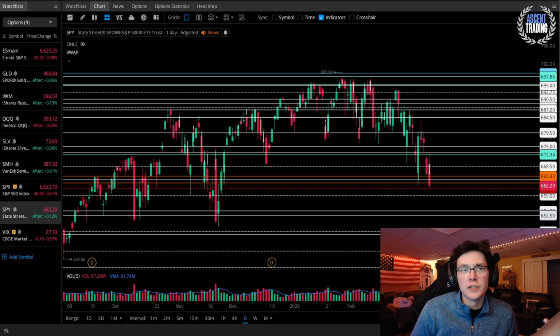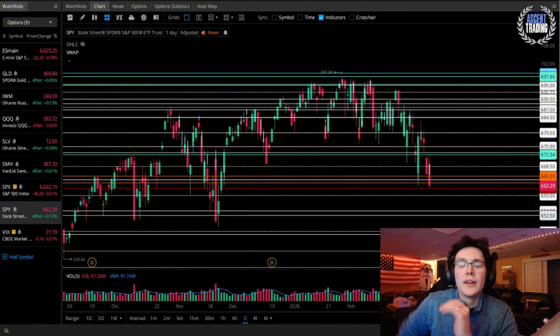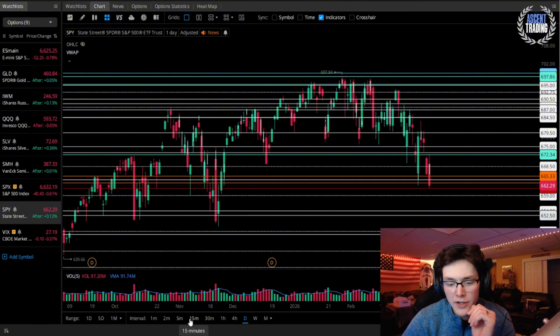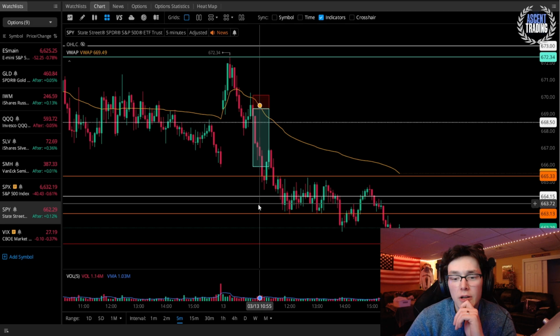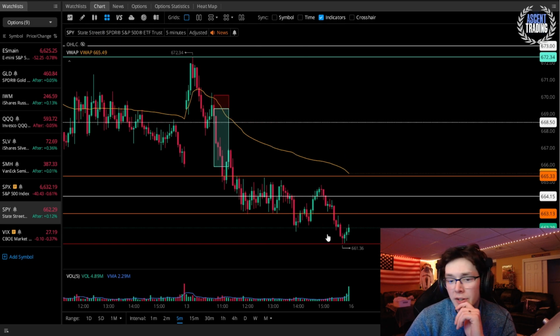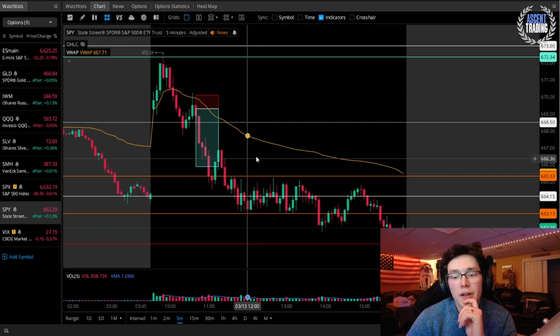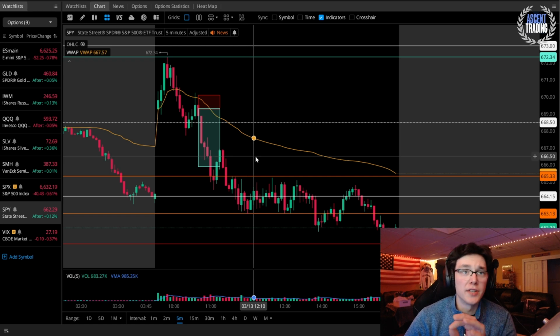Let's look at Friday's price action, right? Because Friday is a great indication on trading time. If I go to Friday's price action on the 5-minute here, and I'll turn on my night session so we can see the exact price action, right? So this is Friday's price action.